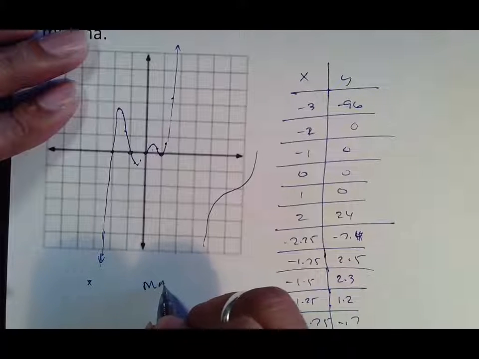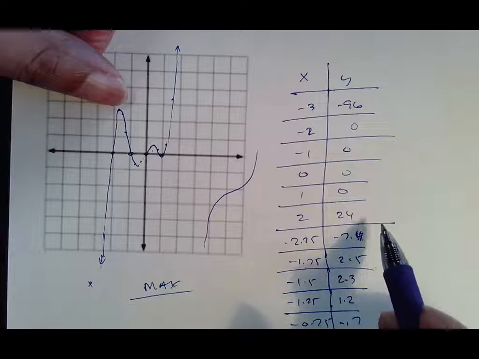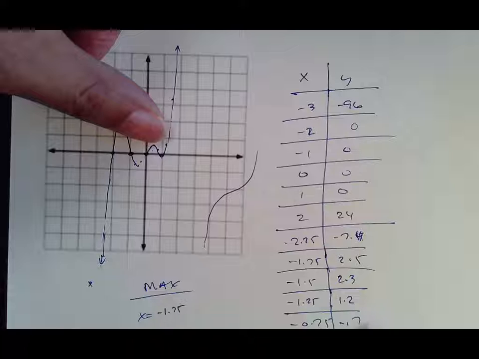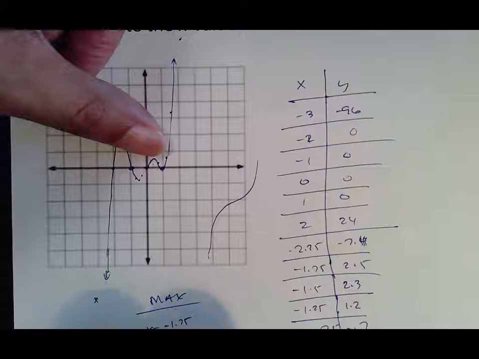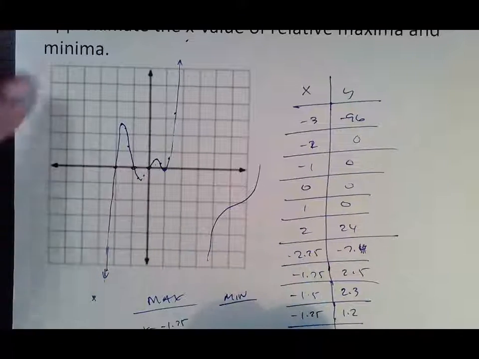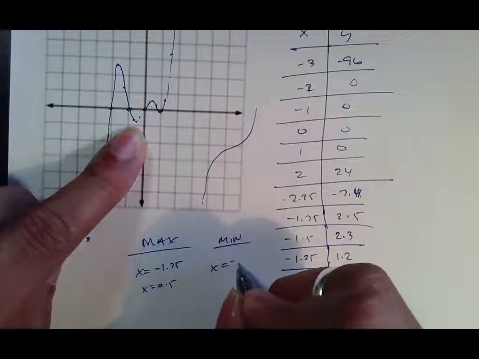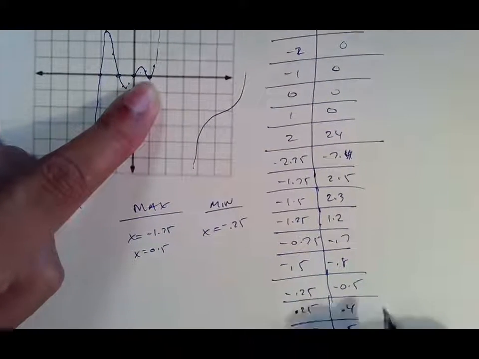Talking about relative maxima, one will be at negative 1.75. Another relative maxima is at 0.5, so what's that? 1/2 based off of this chart. A relative minima would be at negative 0.5, which is here at negative 0.25, and also here, which I believe is at 1, which is at 0.